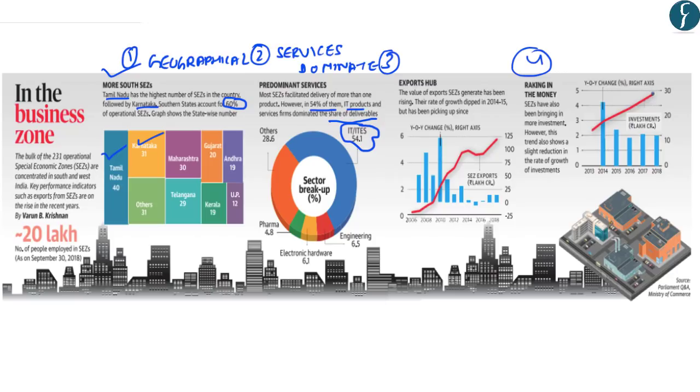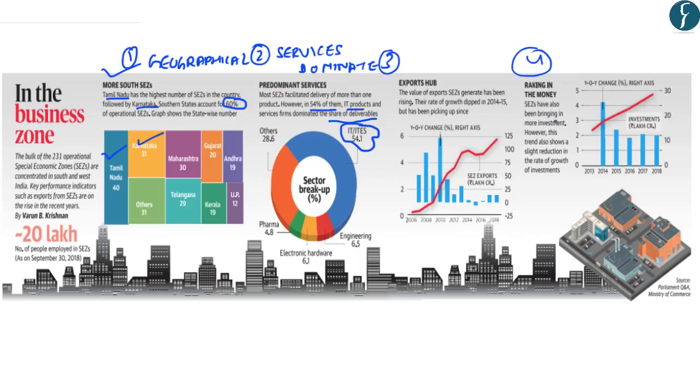However, the rate of growth of investments has not been increasing very much, and this has shown a decelerating trend. So this infographic provides information related to the geographical disparity in terms of distribution of these SEZs. Secondly, it provides that predominantly the service sector dominates the special economic zones. Thirdly, the value of exports has been increasing from these special economic zones, and also the investments in these special economic zones have been high, although the rate of growth of investments has been decelerating recently.